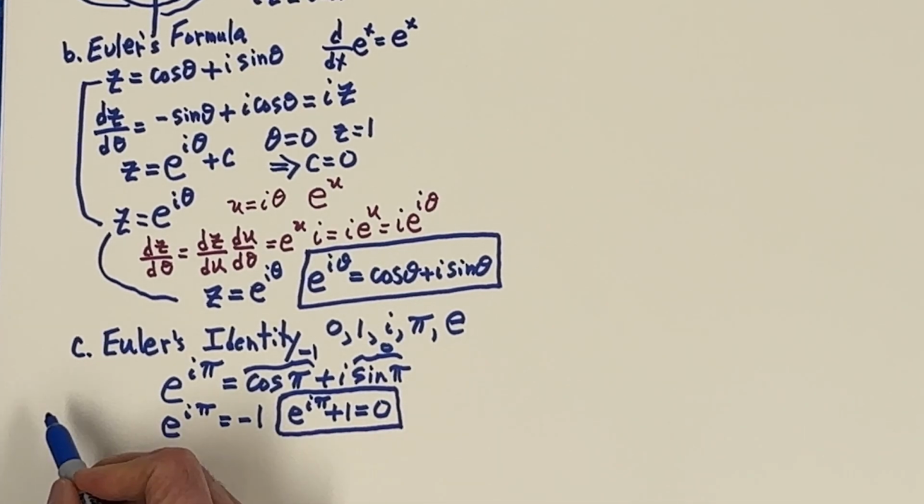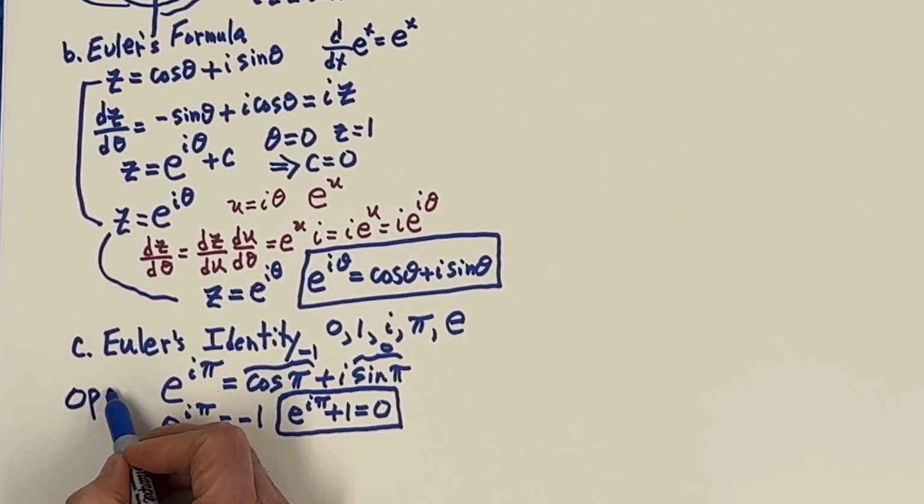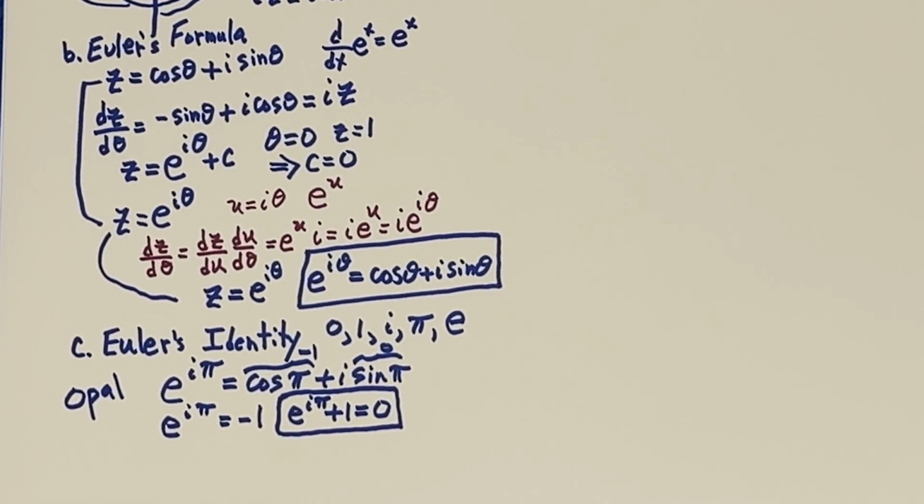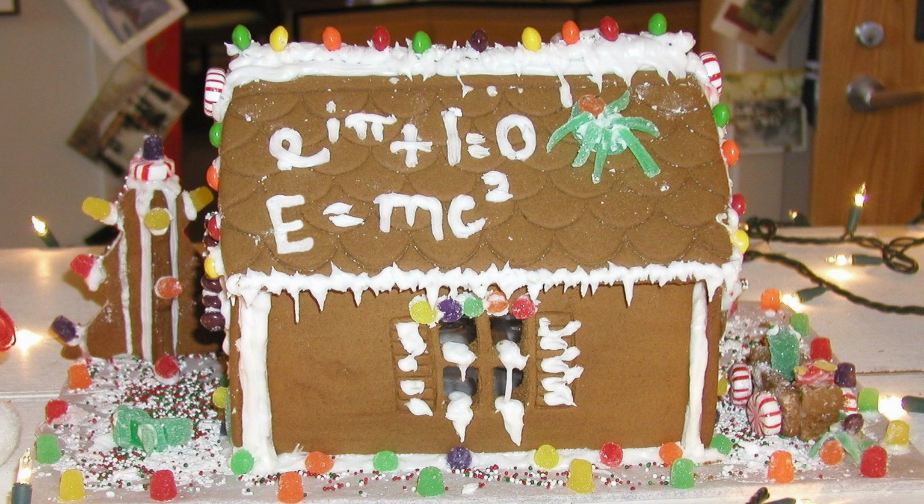I like to call this our opal. And this brings me to remembering the time where we made gingerbread houses in a competition in Rhodes Robinson Hall, the science and mathematics building complex. We won with our gingerbread house. And look what we put on the roof. We have E equals mc squared and Euler's identity.